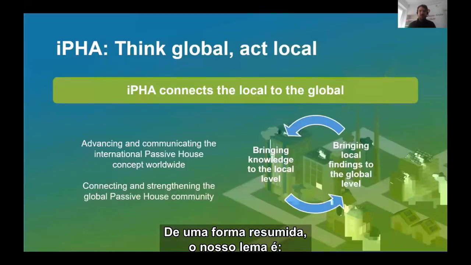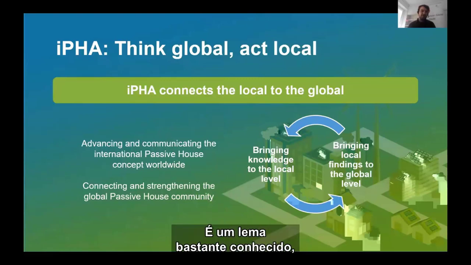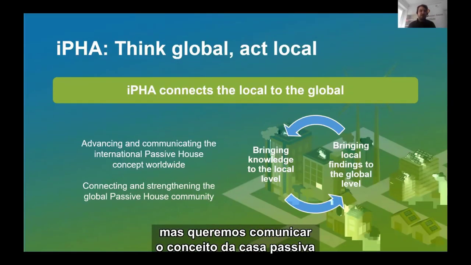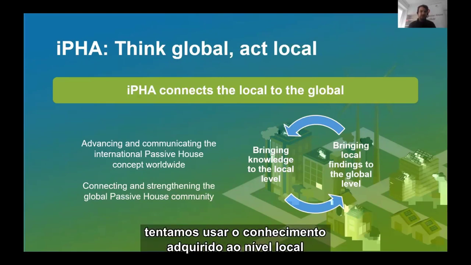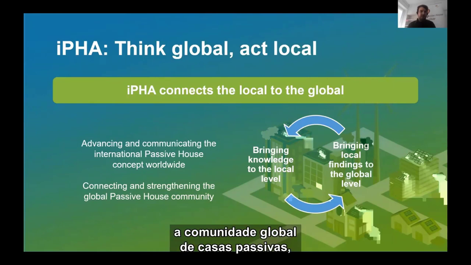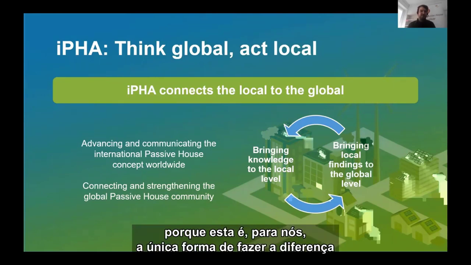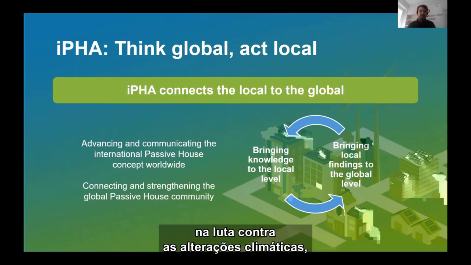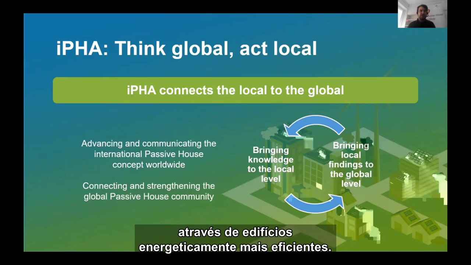As an IFA member, you can expect member benefits, but I will talk about those a little later. To boil it down, our motto is think global, act local, which is a fairly well-known motto, but we're trying to advance and communicate the Passivhaus concept worldwide. In order to do this, we're trying to bring knowledge to the local level that has been gained, and also bring the local findings to the global level. So we have the circle you can see here, and we're trying to connect and strengthen the global Passivhaus community, because this is, for us, the only way to make a change in the fight against climate change when it comes to the building sector and more efficient, energy-efficient buildings.